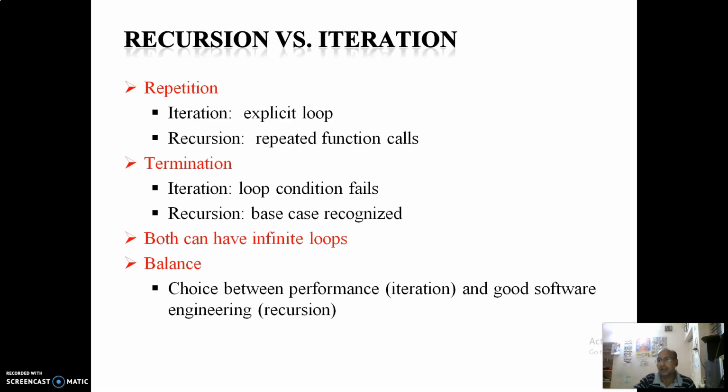Now, the difference between recursion and iteration. Iteration is the explicit loop. Recursion is the repeated function calls. Second one is termination. Iteration: loop condition fails. Recursion: base case recognized. Both can have infinite loops. Balance the choice between performance and good software engineering.